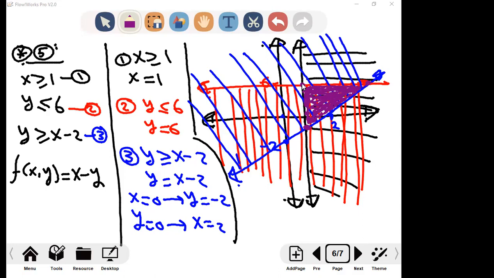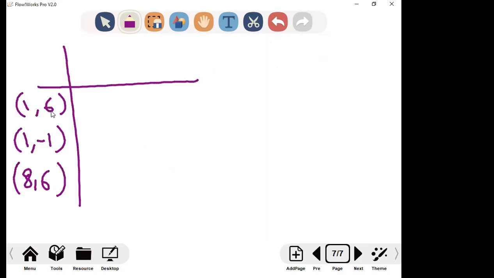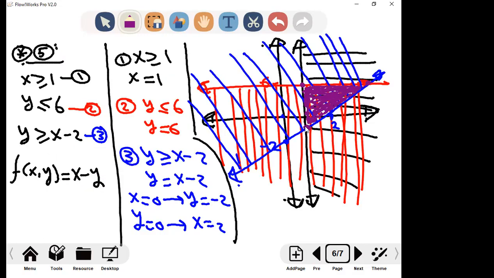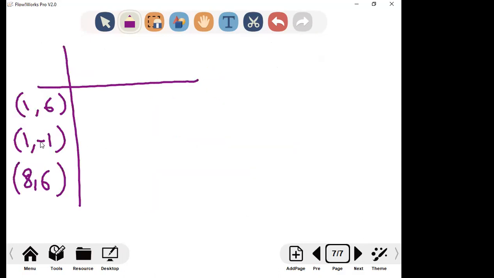This point, between which two lines? Colors. Black and red. The black is how much? With red, let's make a table. We have 1 and 6. Understood? The second point, this one between which two lines? The black and the blue. This is the black, x is 1. And this is the blue. Replace x by the given value, which is 1. 1 minus 2 is minus 1. So here is 1 and minus 1, right?